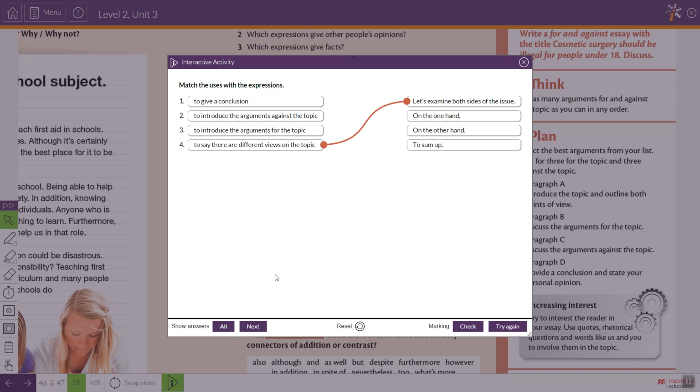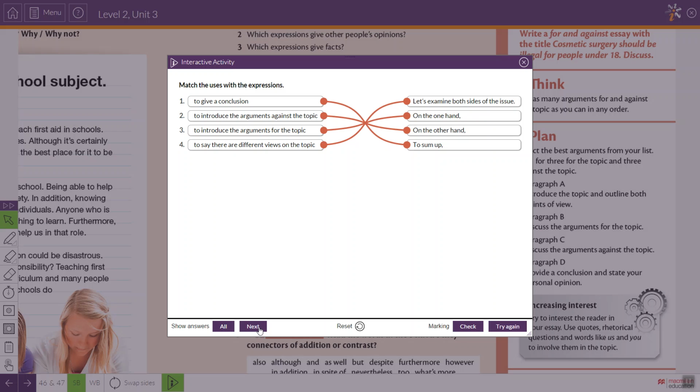Let's see. I don't want to make a mistake. To say there are different views on the topic: "let's examine both sides of the issue." It's not that I don't know, it's just that I'm looking at various things at the same time. To introduce the arguments for the topic: "on the one hand." The arguments against the topic: "on the other hand." And to give a conclusion: "to sum up."